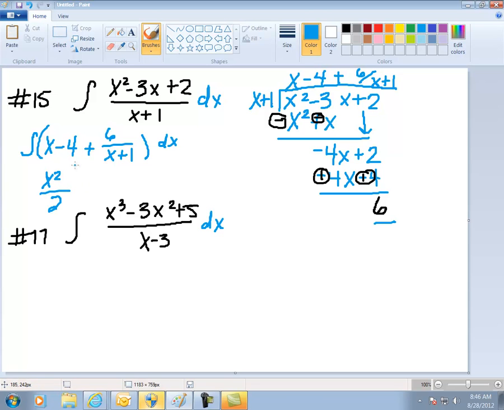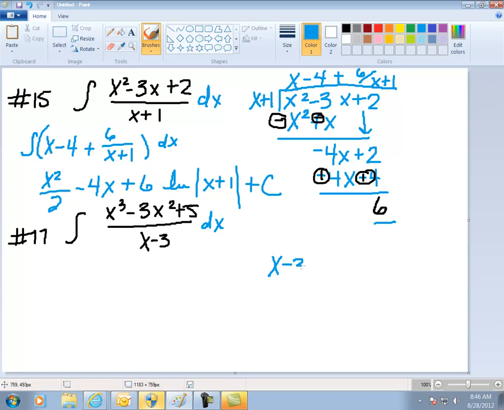The integral of 4 just becomes minus 4x. And now we're applying our logarithms here. The integral of 1 over x plus 1, with the 6 on top, would just be 6 natural log of x plus 1. And then I need to add my constant. So the trick here is that when the degree of our numerator is greater than the degree of our denominator, we're probably going to apply long division. And I have another example here to show you again.